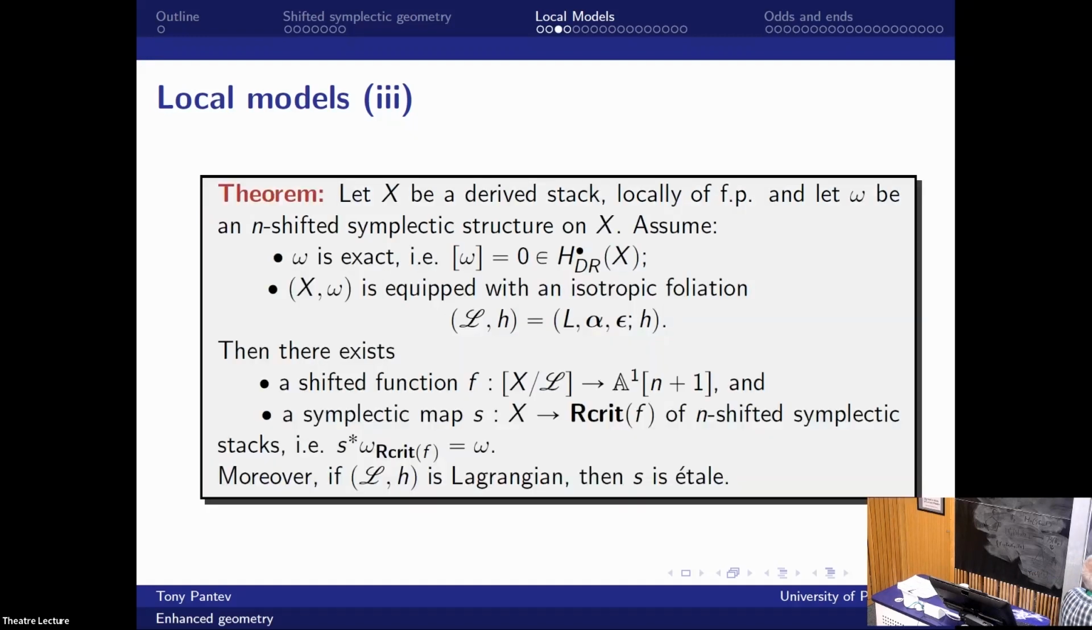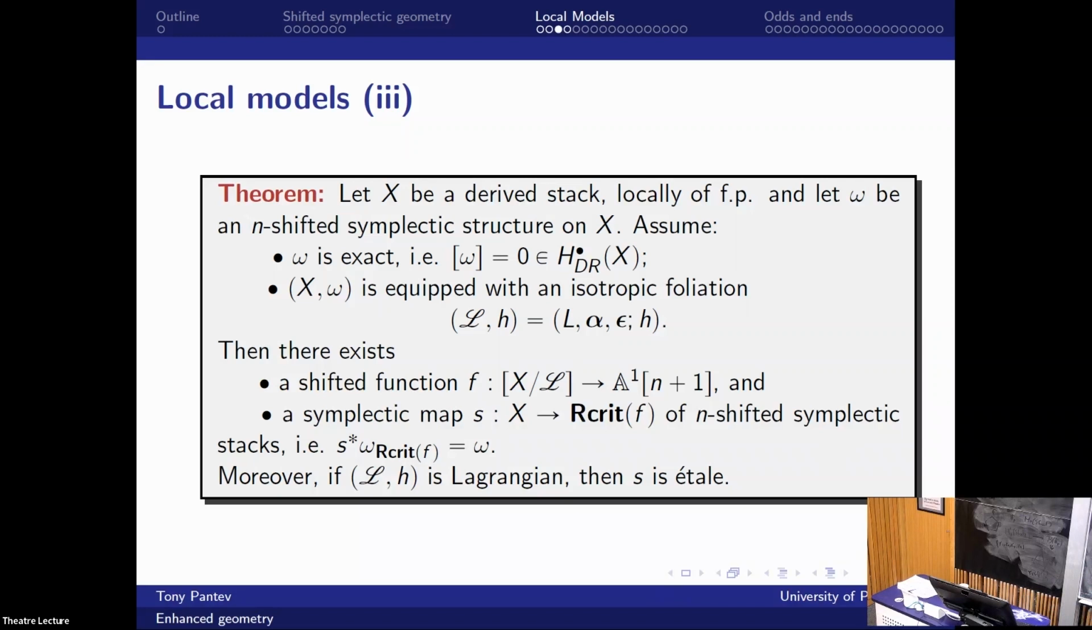So here's the theorem that we proved. If you have a Dirac stack, which is locally finite presentation with an n-shifted symplectic form, I want to understand when this can be written globally as a critical locus of a function. Well, one thing that you can notice immediately when you write down a critical locus of a function is that the derived critical locus of a function as a symplectic object is not just symplectic, but it's also exact. The class of the symplectic form is 0 in the de Rham cohomology.